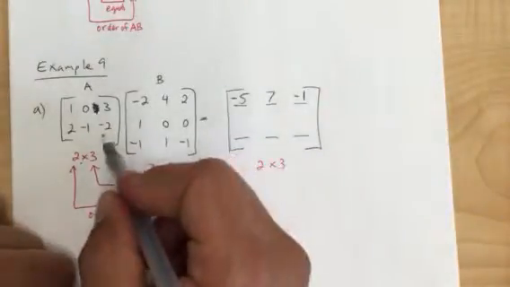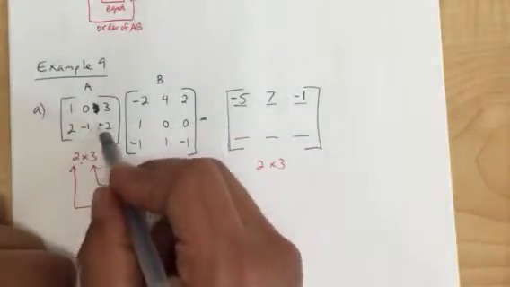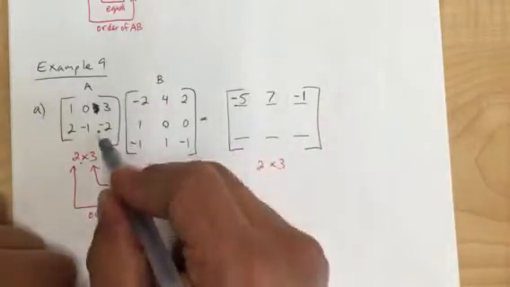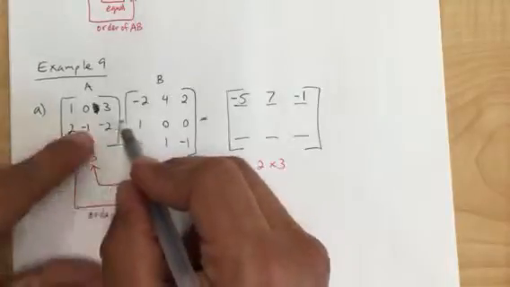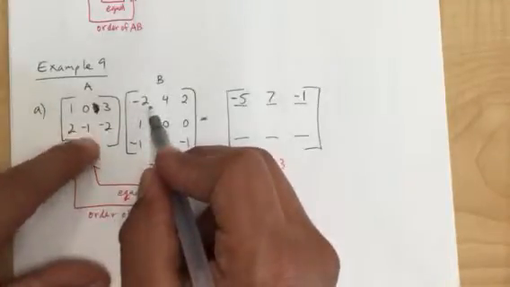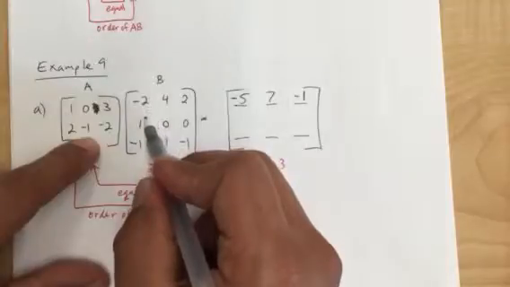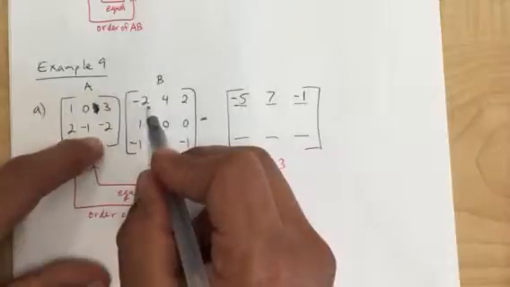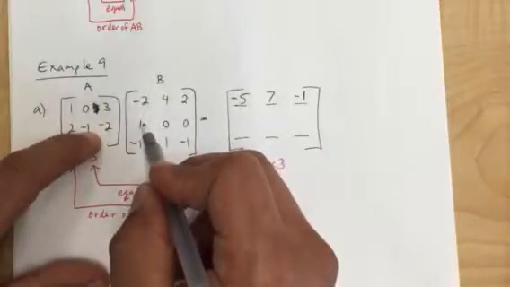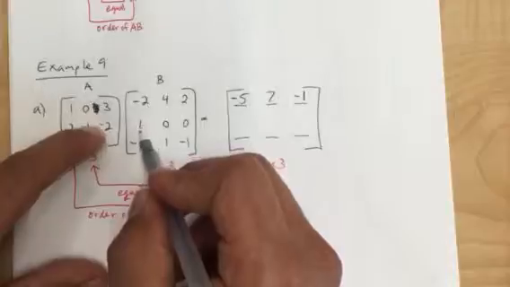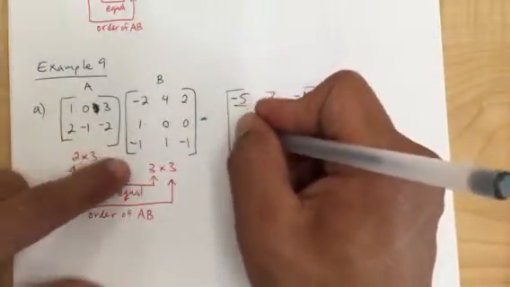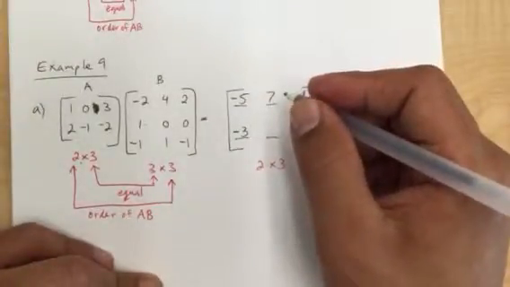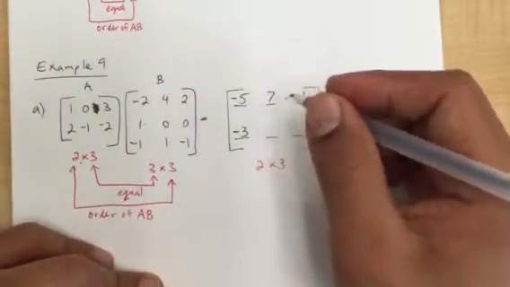Alright, and then for the next one, now I'm going to do row by column, and then row by column. So my first one is going to be this row by this column. So it's going to be negative 4, negative 1, and plus 2. So it's going to be negative 4 plus negative 1, that's negative 5, plus 2, that's going to be negative 3.